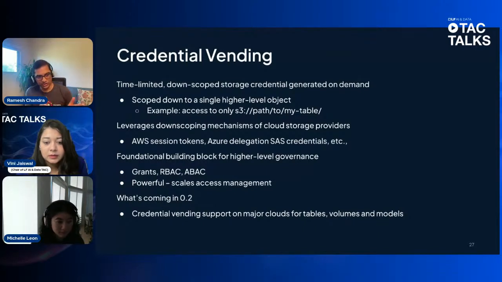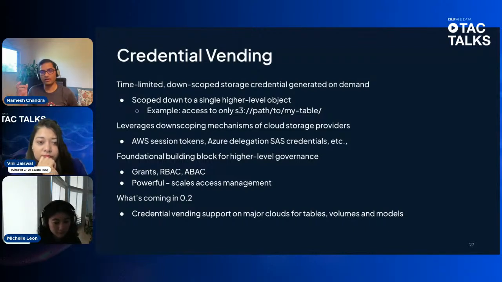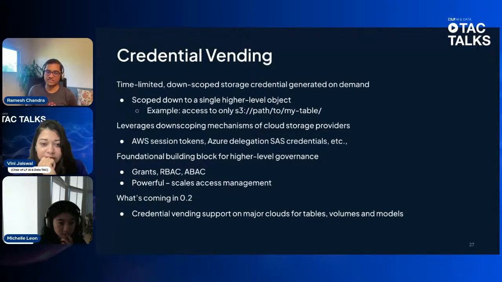So, for example, let's say the engine is trying to access a particular table that's stored in an S3 path. The catalog would then generate a credential that is scoped down to just that table, that particular path, and give it back to the engine, and the engine will be able to use it to access storage. So this is at a high level what credential vending is about. Credential vending builds on the downscoping mechanisms that all cloud storage providers already support. On the AWS side, this would be the session tokens that AWS S3 supports.